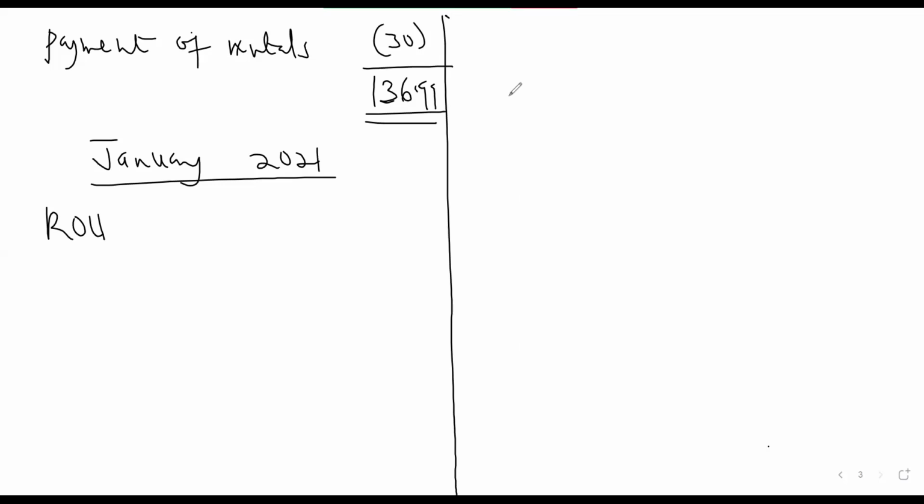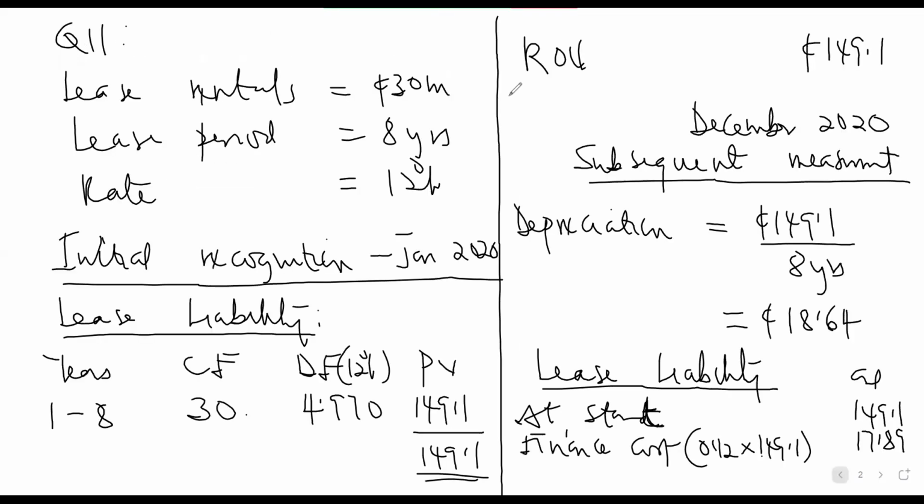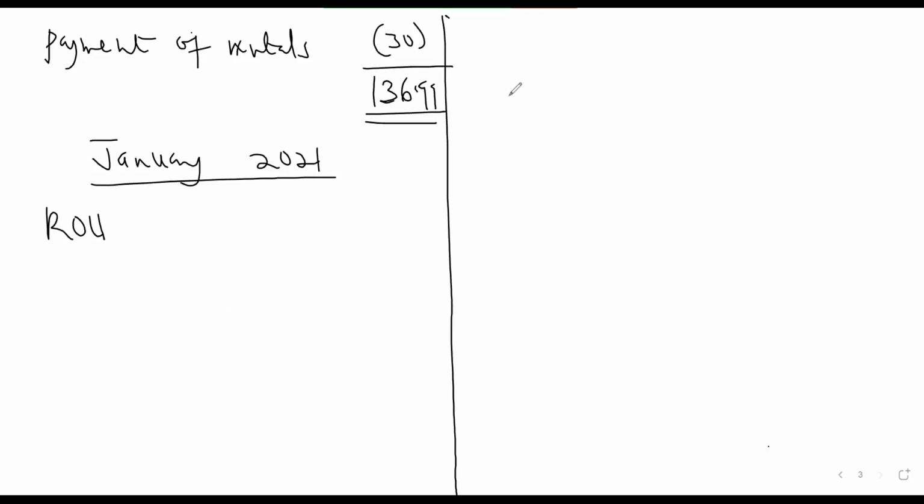All right. So let's come to the right of use. What will be the balance on the right of use? Would that be 149.1 minus 18.64? Okay. What will be the balance? That will be the carrying value, 130.46. Okay.